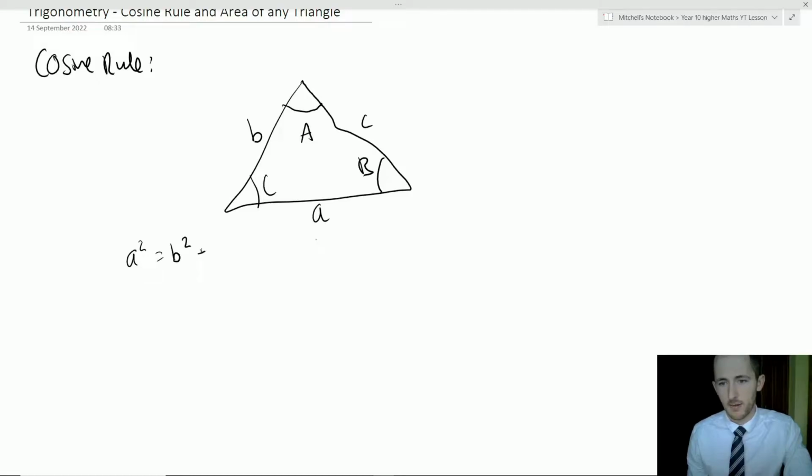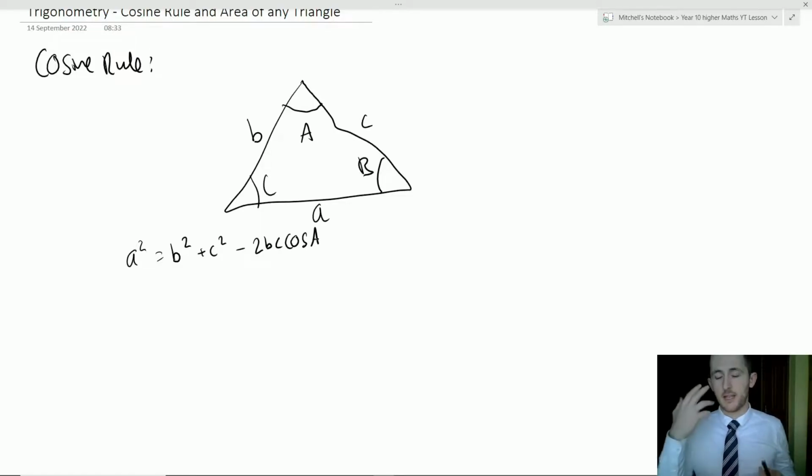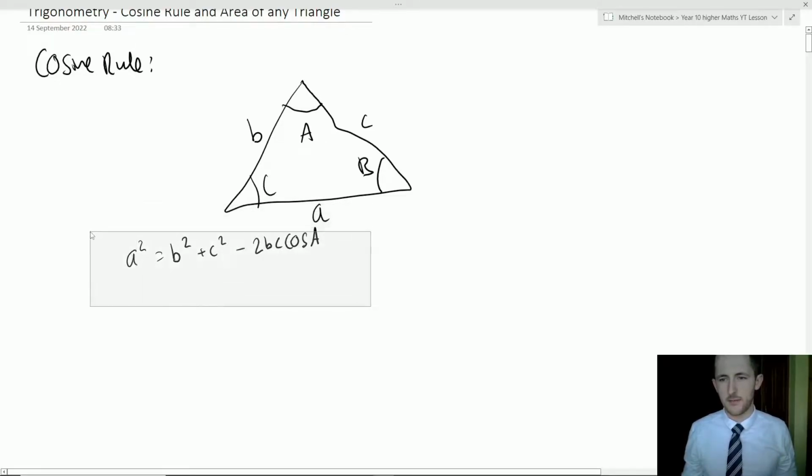Now the cosine rule is a bit trickier, and it says that a squared is equal to b squared plus c squared minus 2bc cos A. Pretty big. The good news is that for most exam boards, you do get this on your formula sheet. If you're unsure if your exam board does, look up your formula sheet whenever you can, and basically you don't need to remember this.